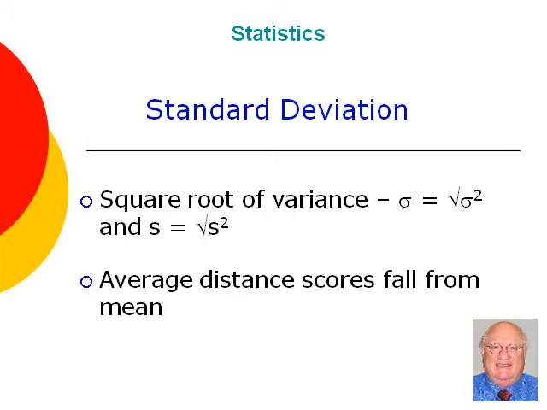Because the variance is a mean, we can interpret the standard deviation as the mean distance, or the average distance scores fall from the mean of a distribution. So if we had a distribution of scores with a mean of 40 and a standard deviation of 5, we would say that on average scores could be expected to fall between 35 and 45.